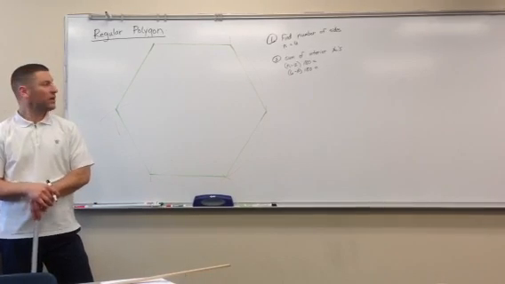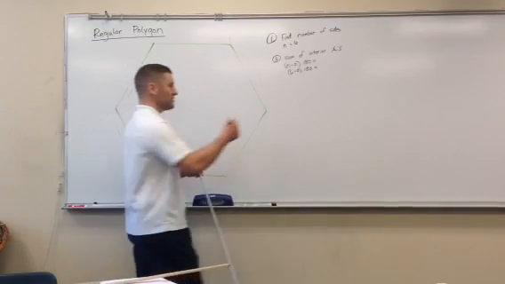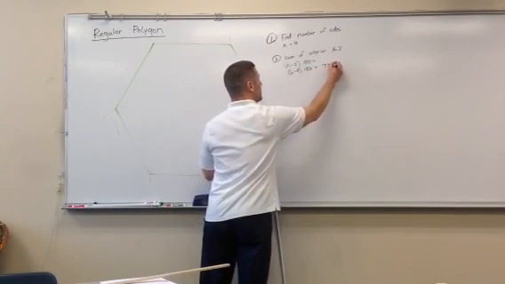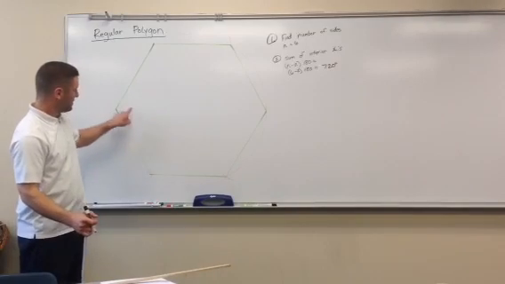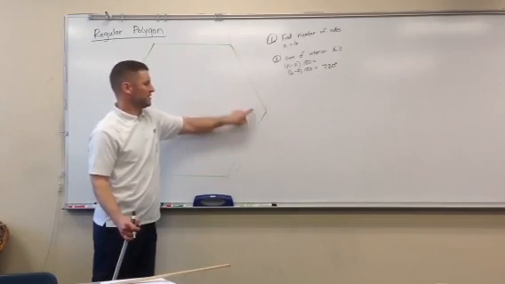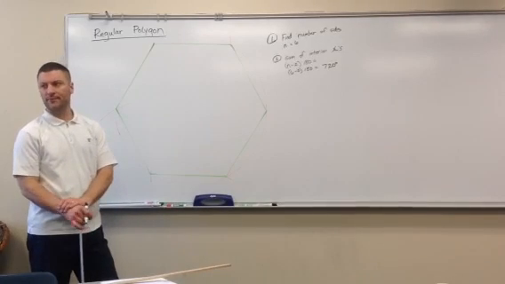Can somebody do that on their calculator for me? 6 minus 2 times 180? 720. Yeah, 720 degrees. Here's what we just found. This, plus this, plus this, plus this, plus this, plus this: all of those angles add up to 720.